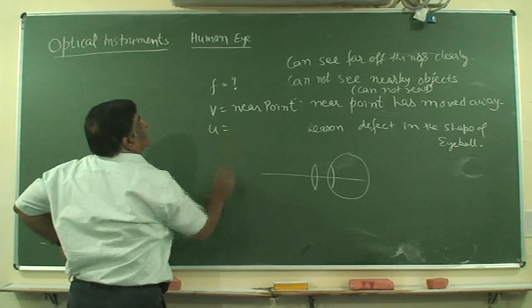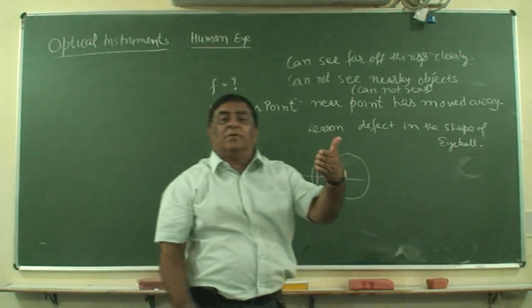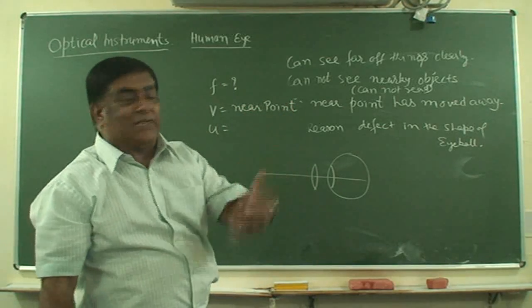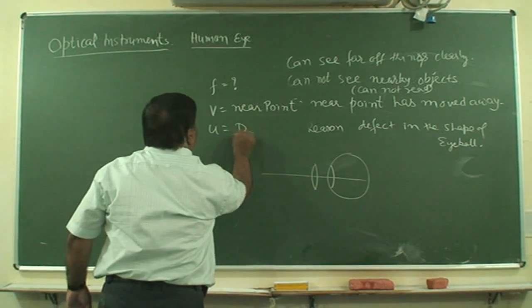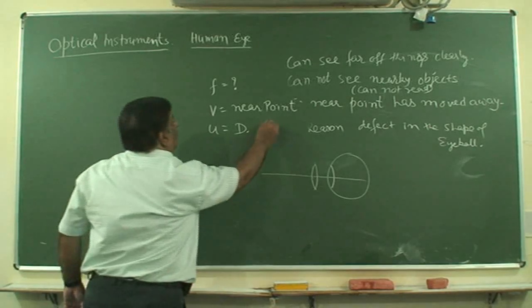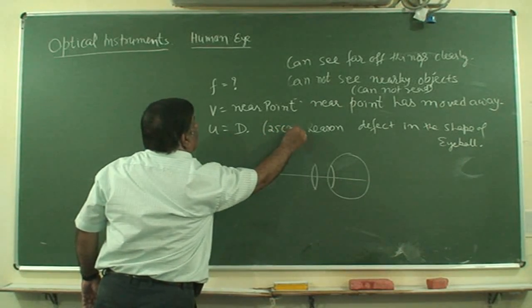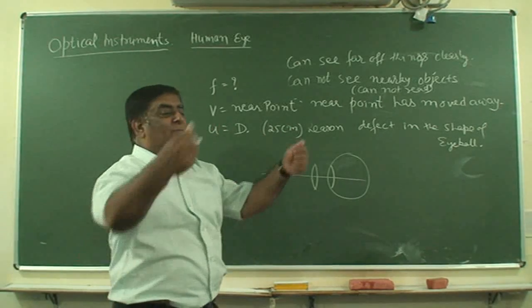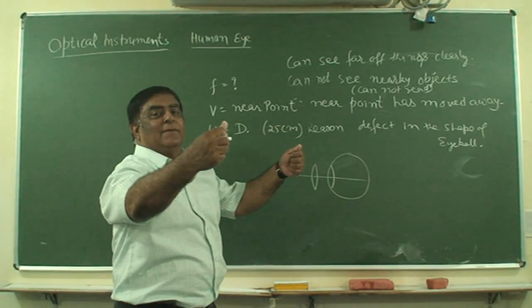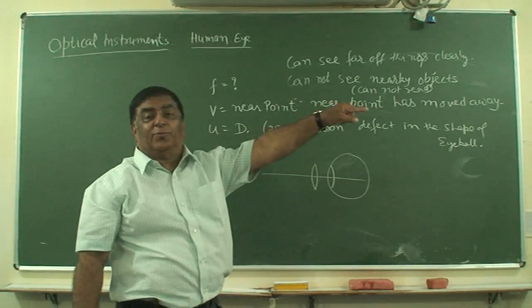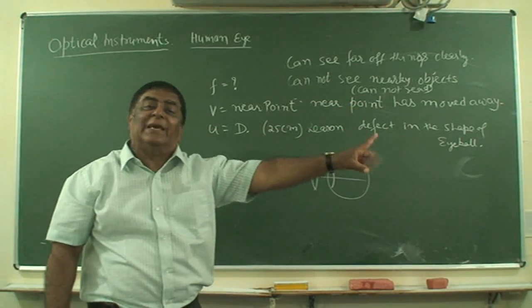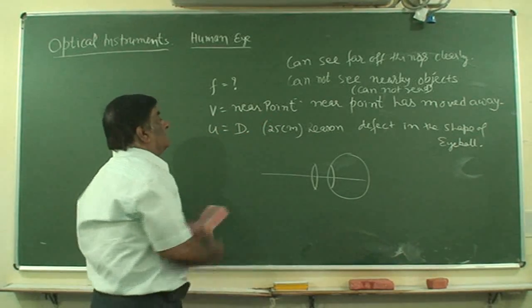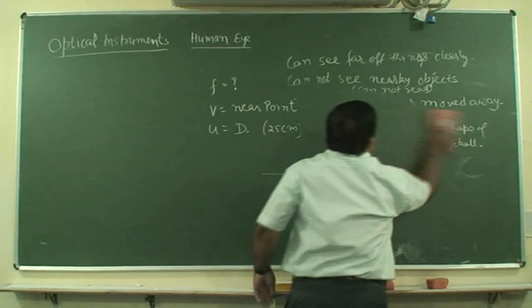And what is u? Where he has put the book. Where do we put the book? Normally we put the book at 25 centimeter, and that is D. So this is our object distance, because we are putting our newspaper here. But the image should be formed at 2 meter, because we are able to see clearly at 2 meter. The V should be near point, 2 meter. Okay.